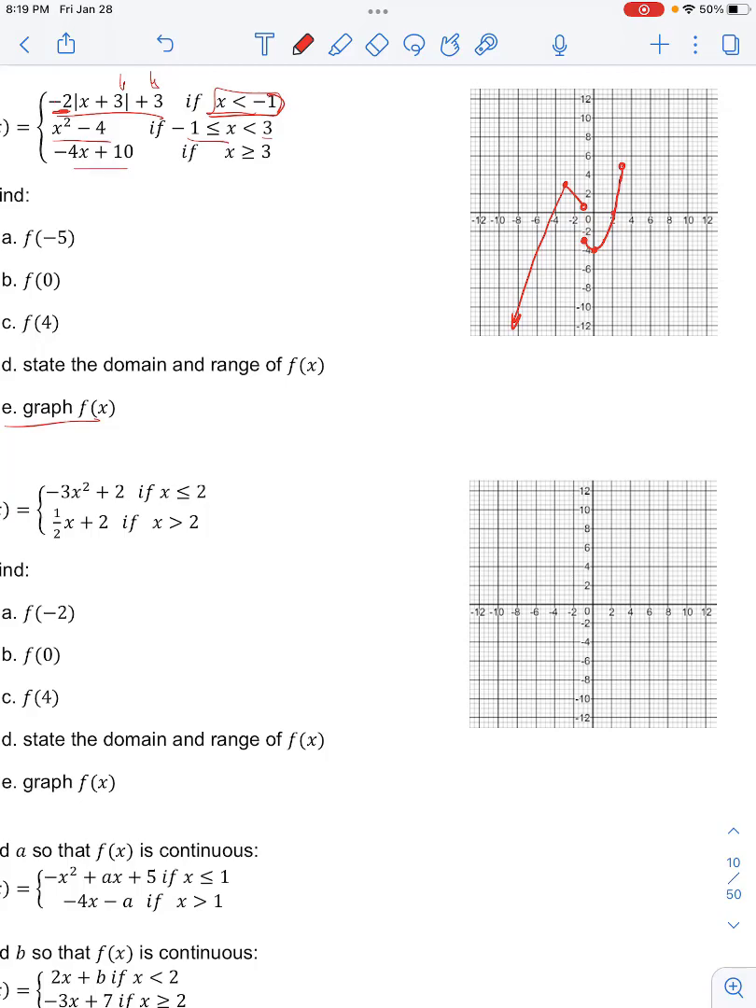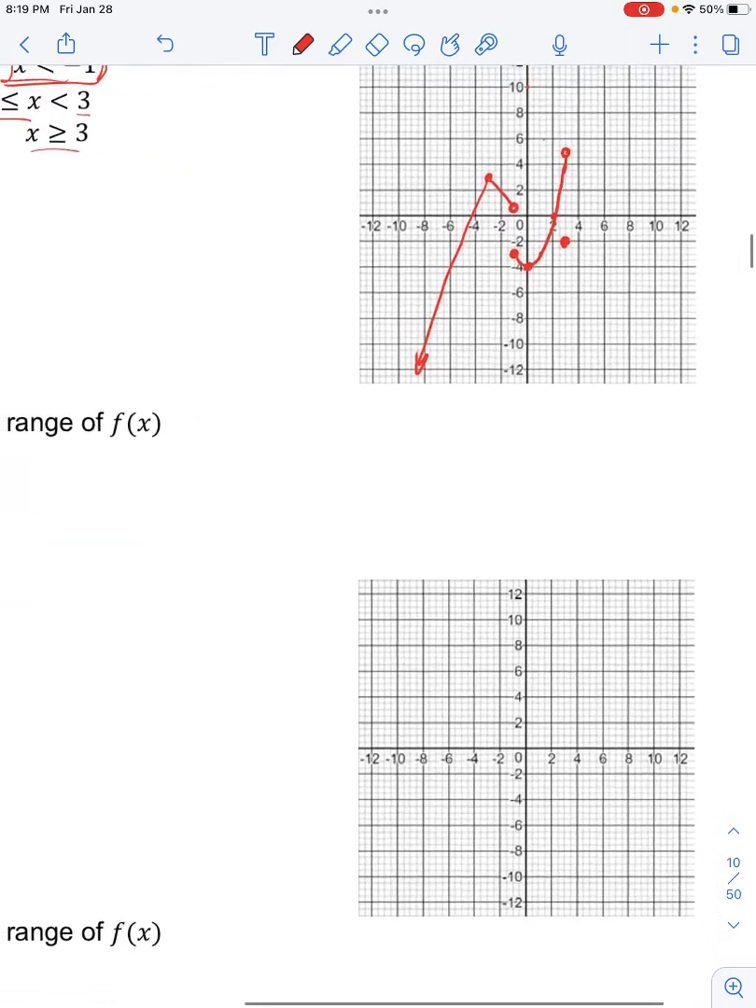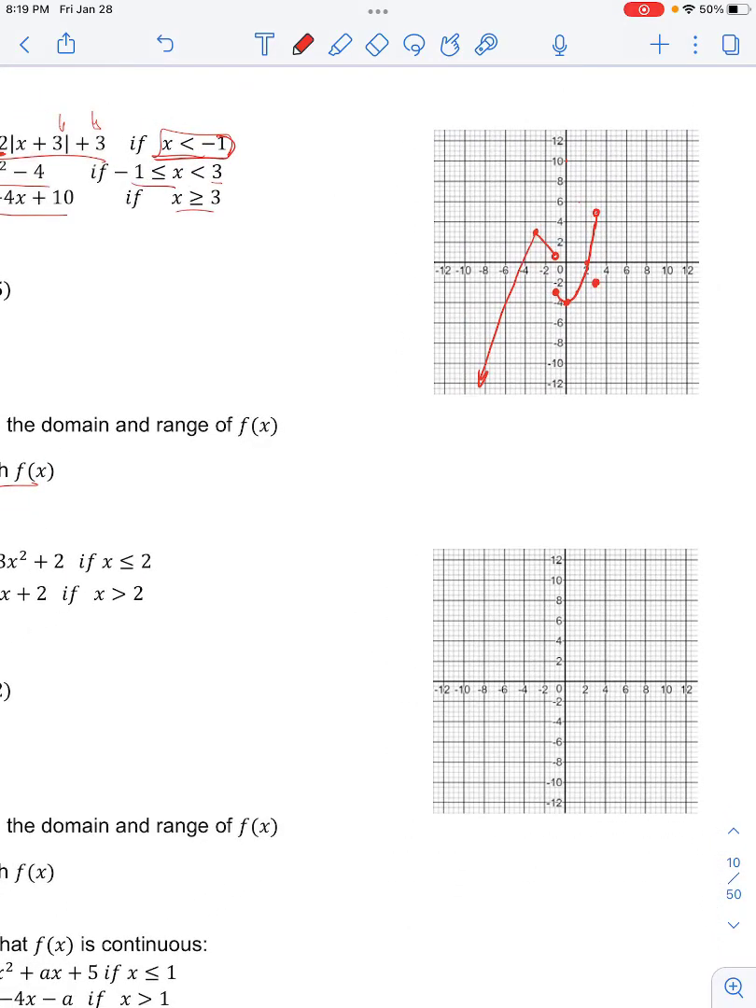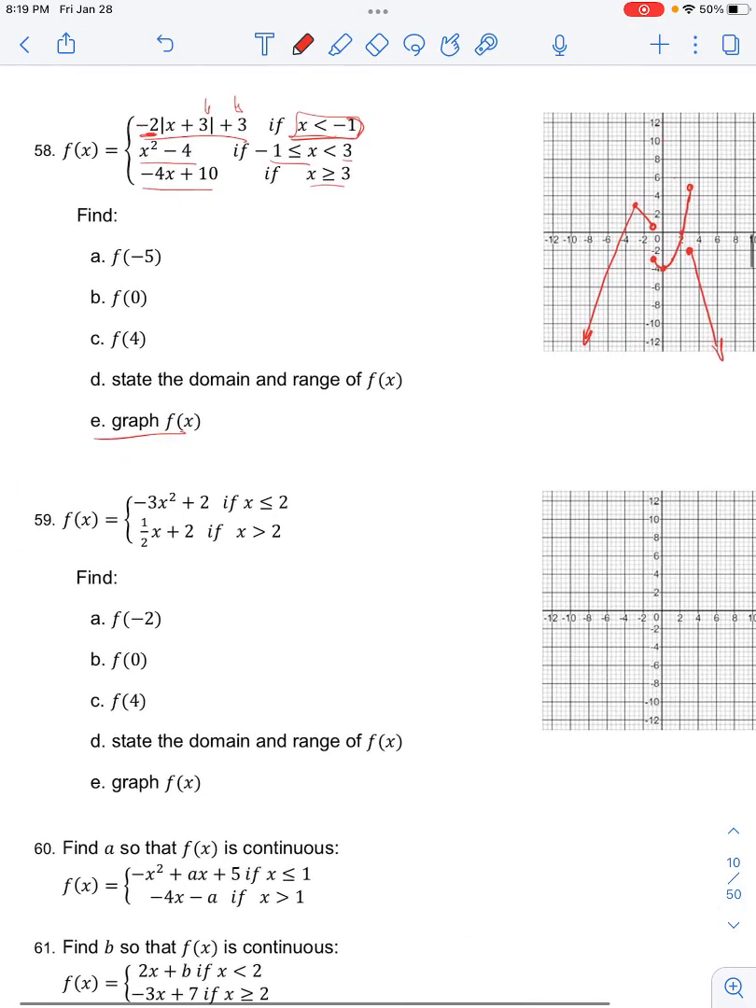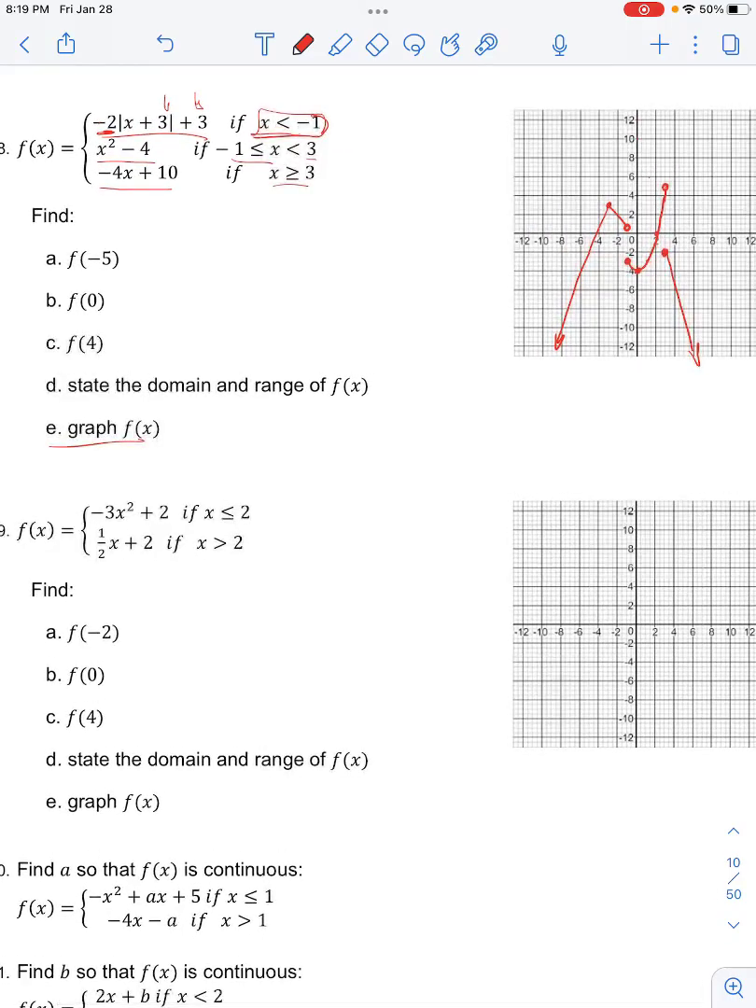And then we have the line -4x plus 10 when x is greater than or equal to 3. If we start at plus 10 and we go down 4x, that would be to 6 over 1, down another 4, so that would be 2 over 1, down another 4 over 1. So our line starts here at 3, -2, and we go downwards in this direction all the way to infinity. So this is our piecewise.